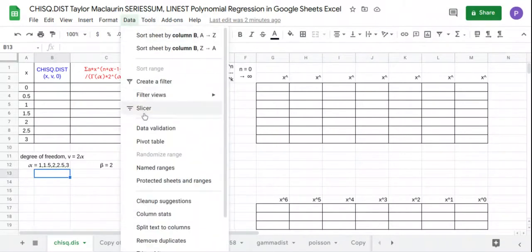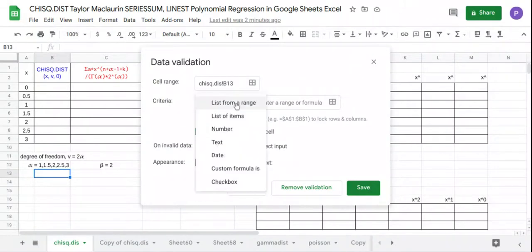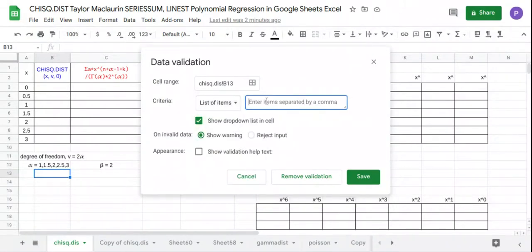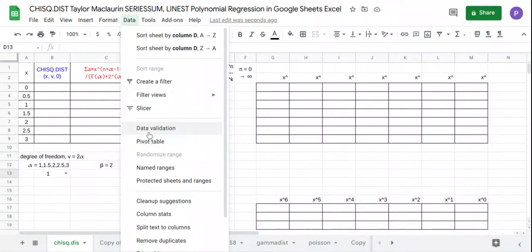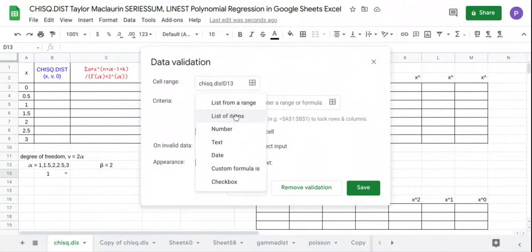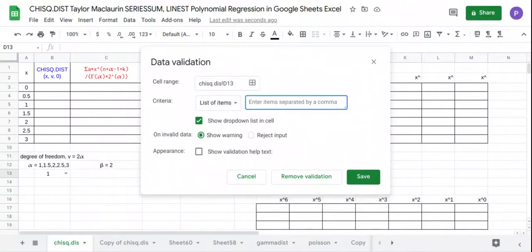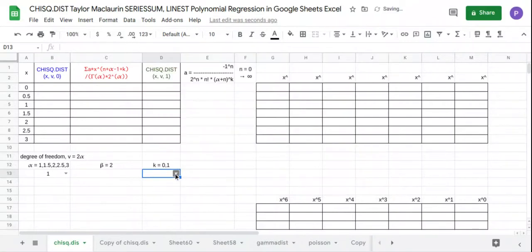So data validation, list of items from 1 to 3. So we can start with 1. Our value beta is 2, so we already substituted 2 here. And the value of k, which is again data validation, list of items 0 or 1. We can start with 0.